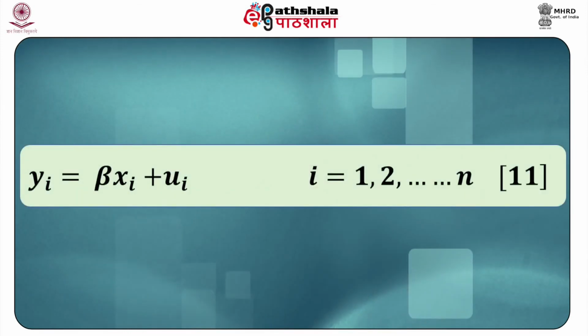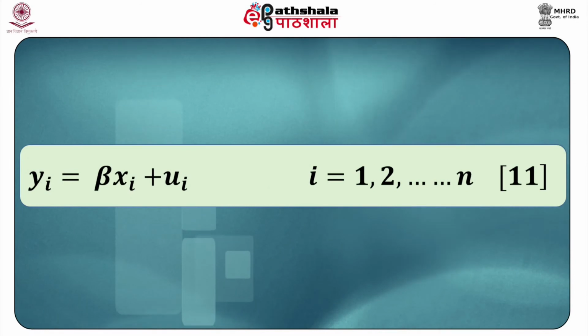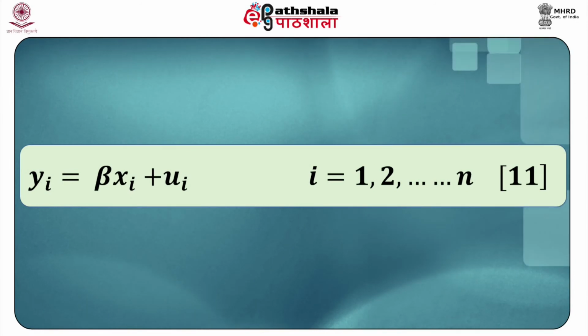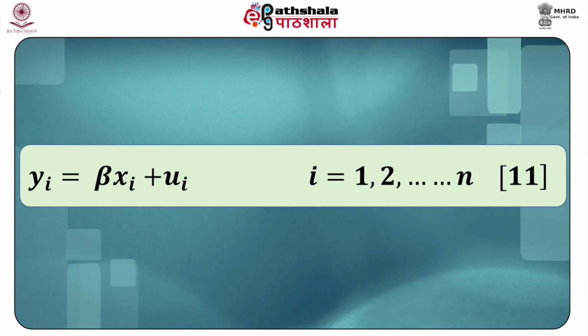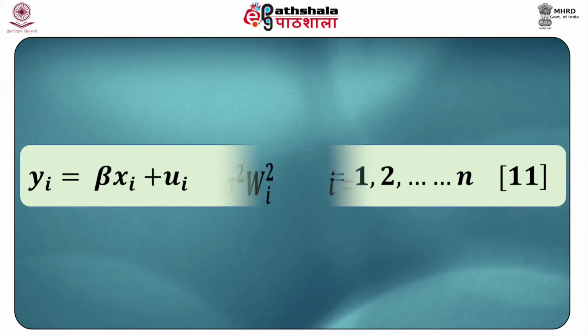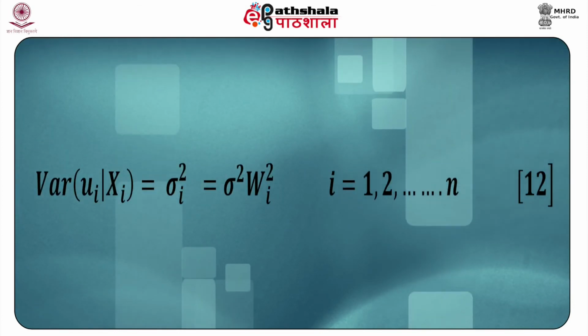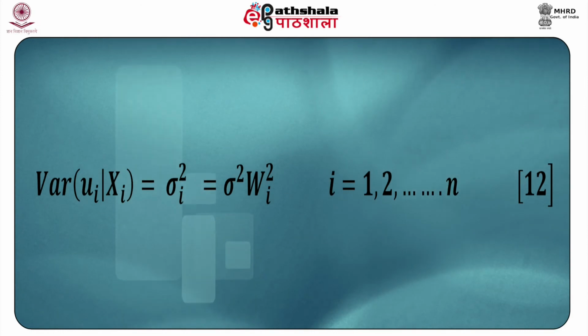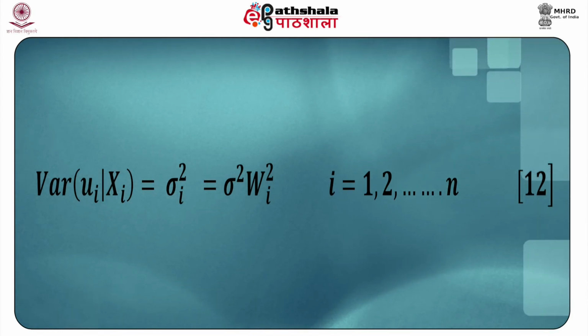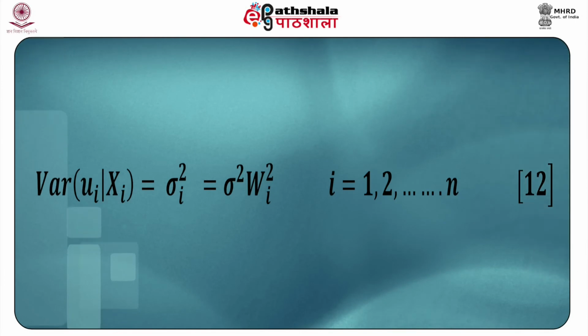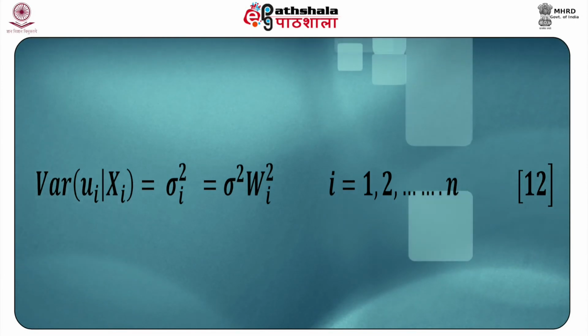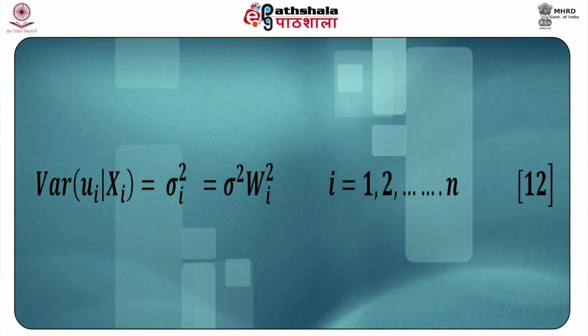Now consider the following simple heteroscedastic regression model where y i is equal to beta x i plus mu i, where i takes the value from 1 to n. Now variance of mu i given x i is equal to sigma i square, which is equal to sigma square into w i square, and i takes the values from 1 to n.